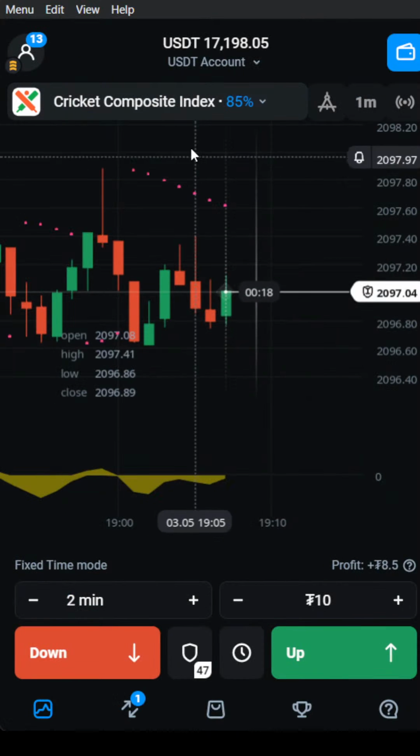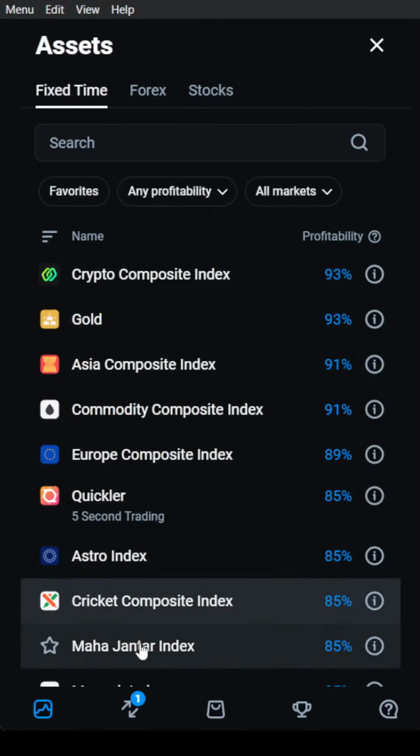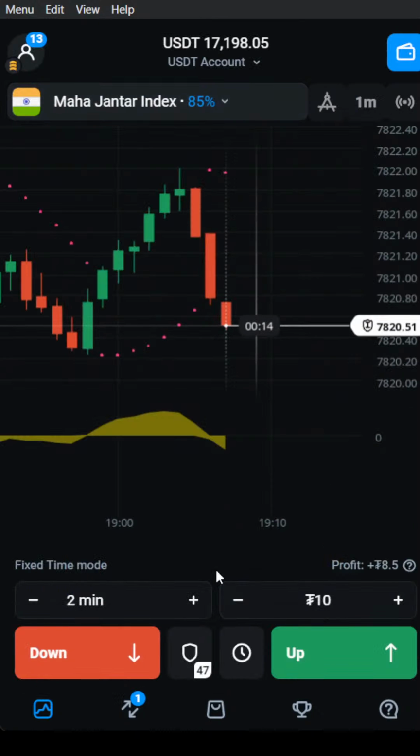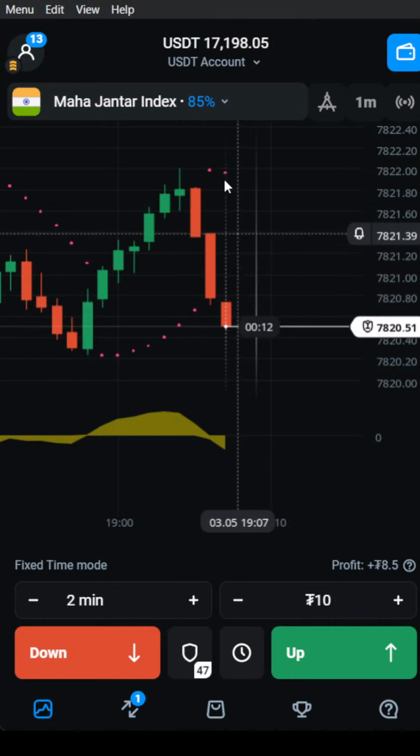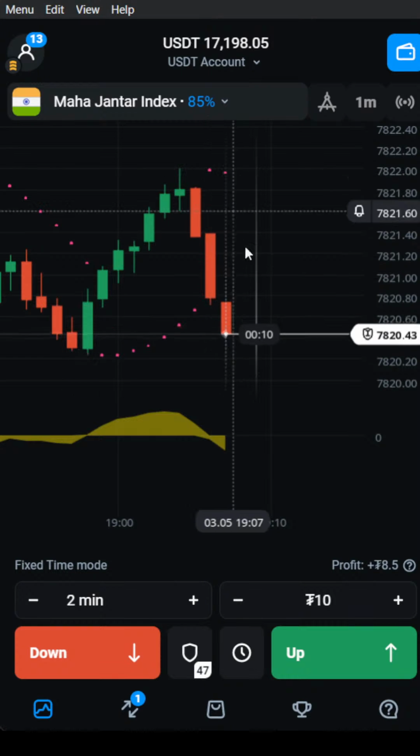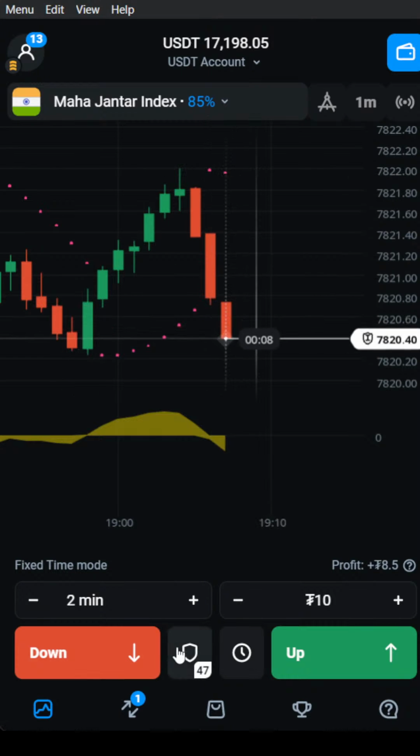Yes, we will check it in the end. If you see there is a lot of fluctuation going on, we will check it in the end. Do not worry. Okay, here you see just a couple of candles. We saw a downtrend. We can make a down trade here after this candle.